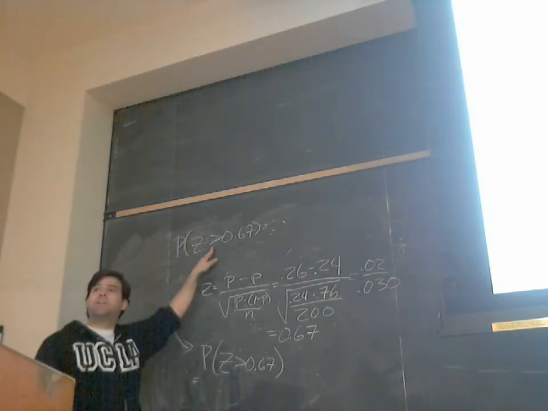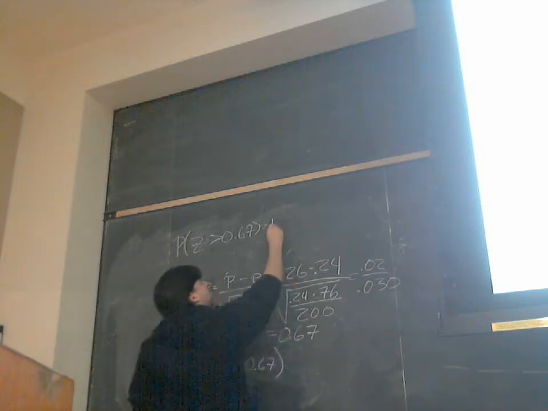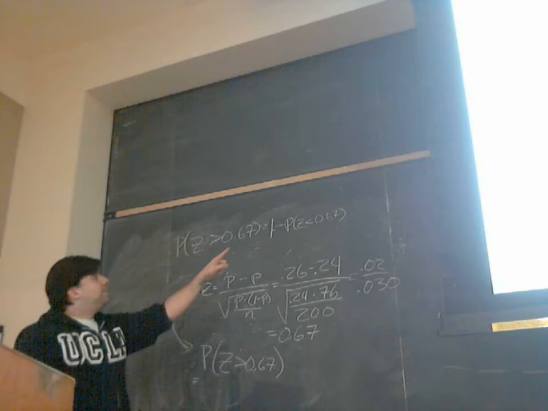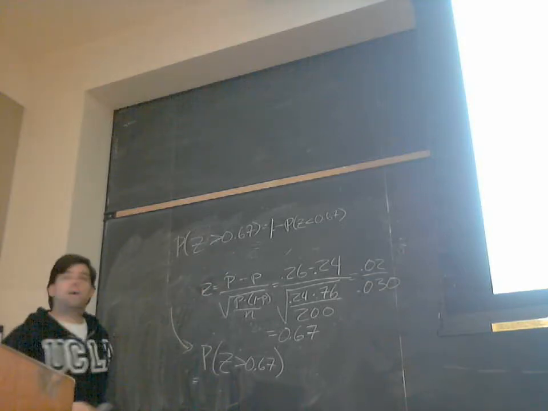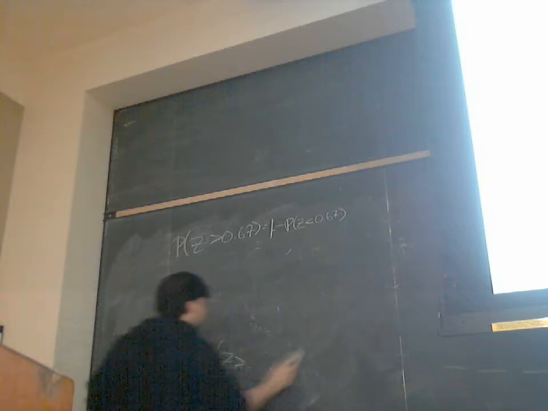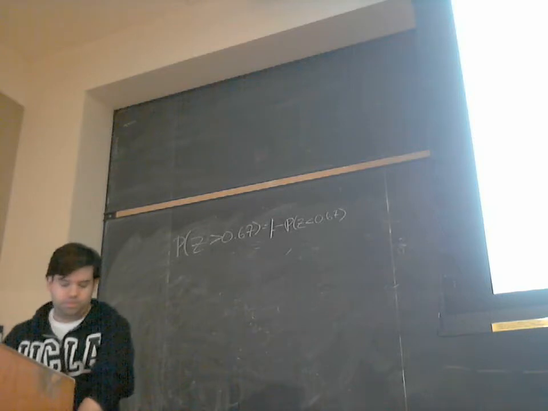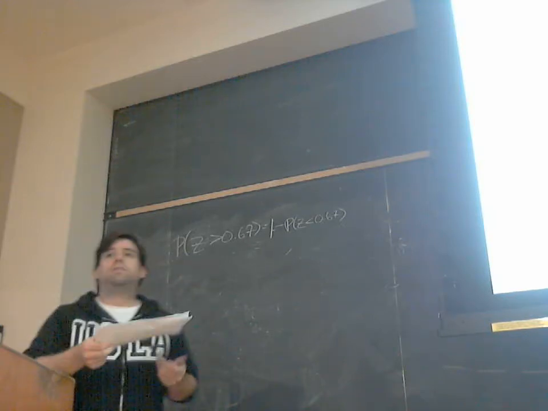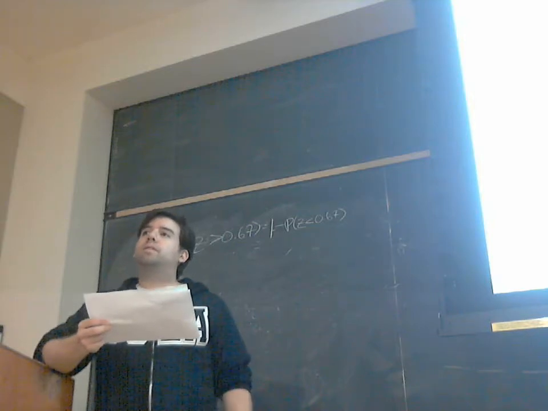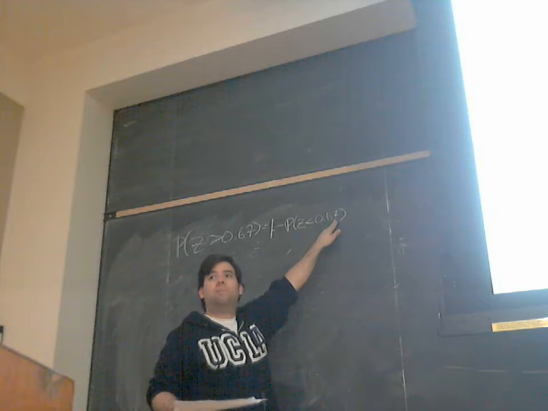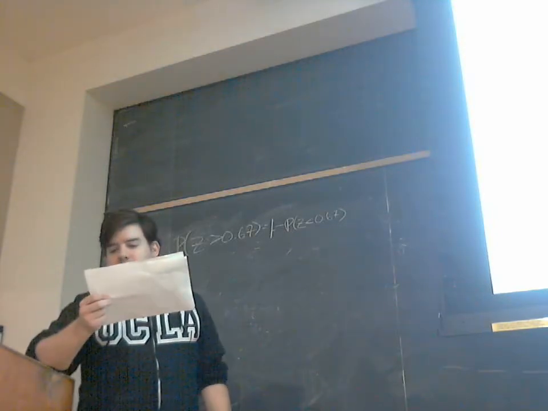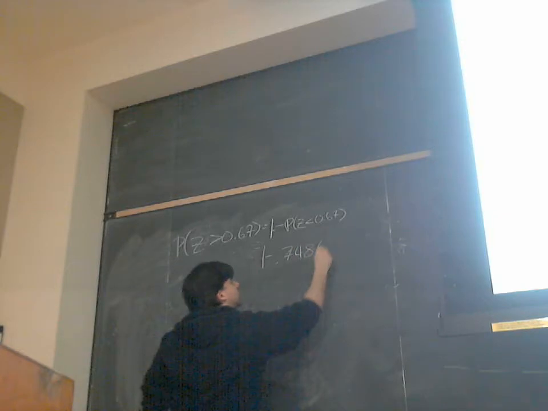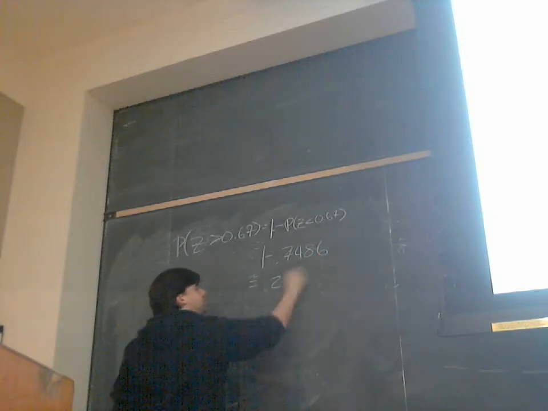So what do I have to do since it's greater than? Complement: 1 minus the probability that z is less than 0.67. So what is that? Go to your z table and find the probability that z is less than positive 0.67. Remember, you go to row 0.6, column 0.07, and you should see 0.7486. So our answer is 1 minus 0.7486, which is about 0.25, about 25% chance.